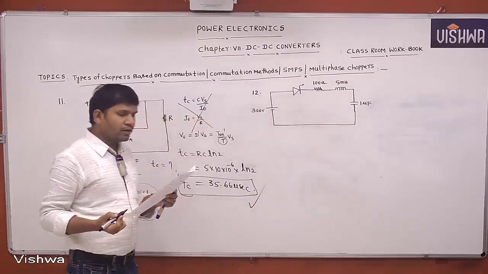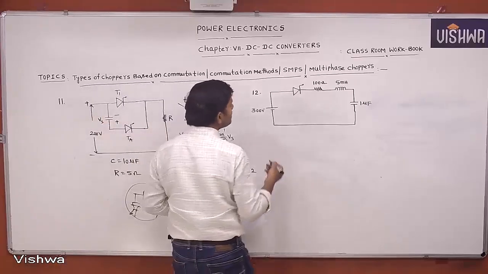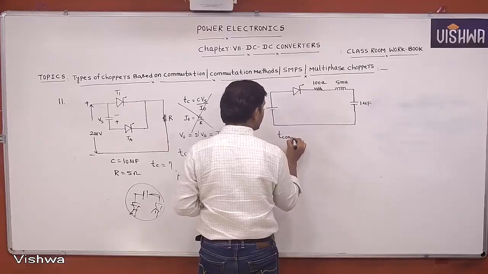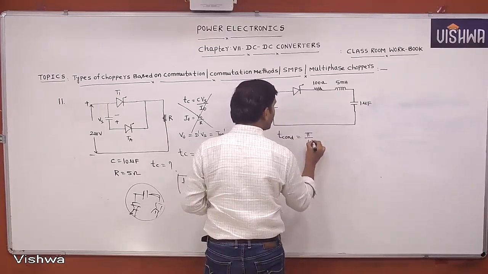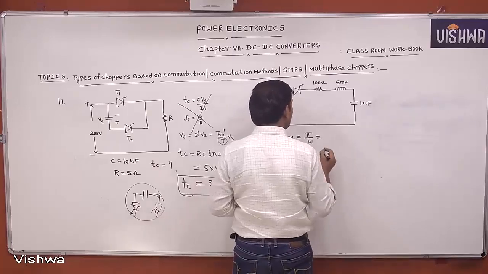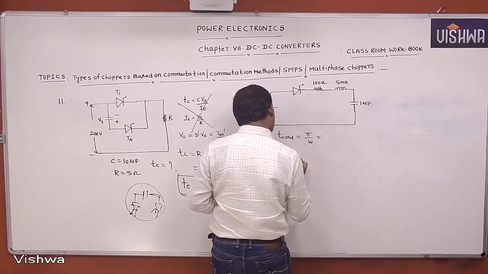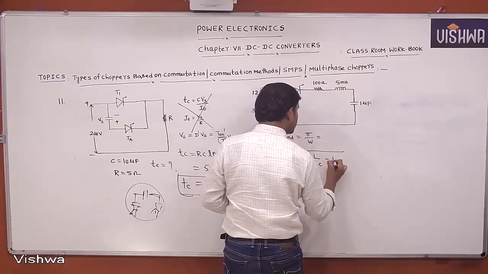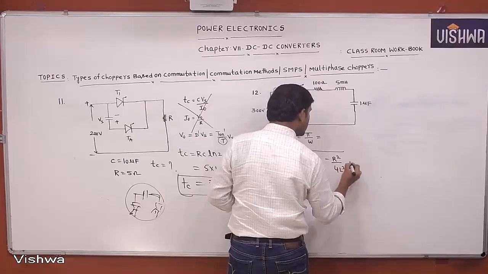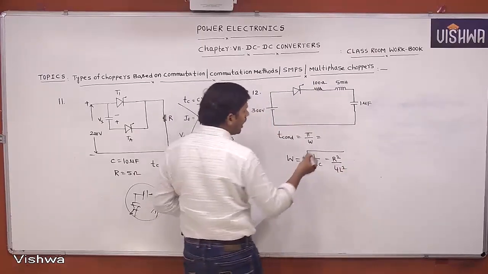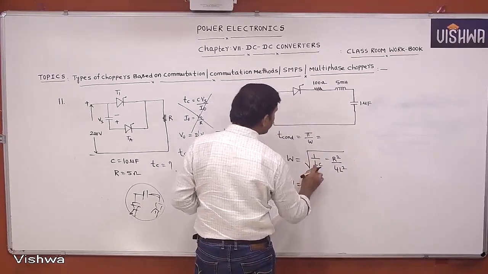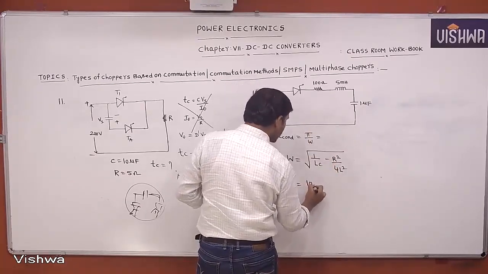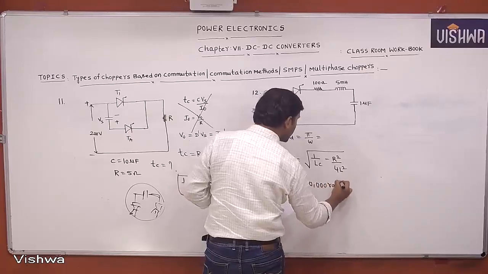Then you calculate the conduction time of the thyristor. In this circuit, the conduction time of the thyristor is pi by omega. What is omega? This is an RLC circuit now, so omega equals square root of 1 by LC minus R square by 4L square. This formula you know. You substitute all these values: L you know, C you know, R you also know, and you get 10,000 radians per second.